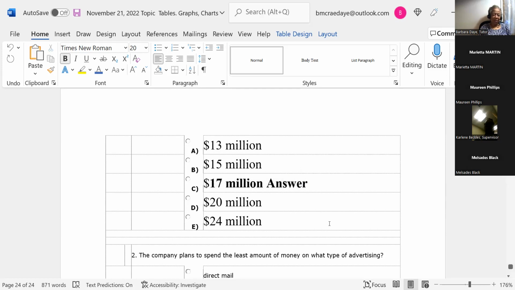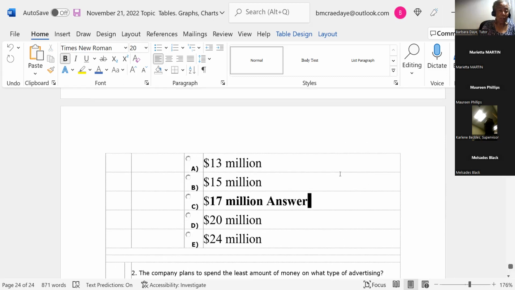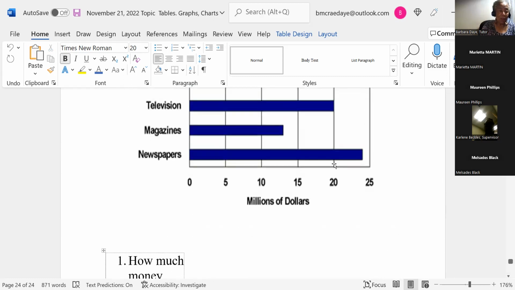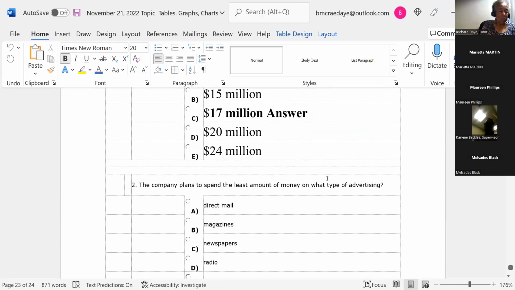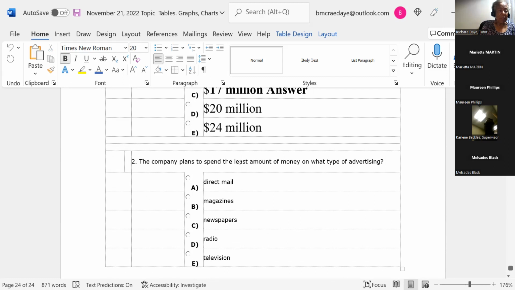That's the answer, 17 million. And notice you just read that off the bar graph, right? You just looked at the bar graph and just read it off. Now I think there's one more question on the same graph. Now the company plans to spend the least amount of money on what type of advertising?